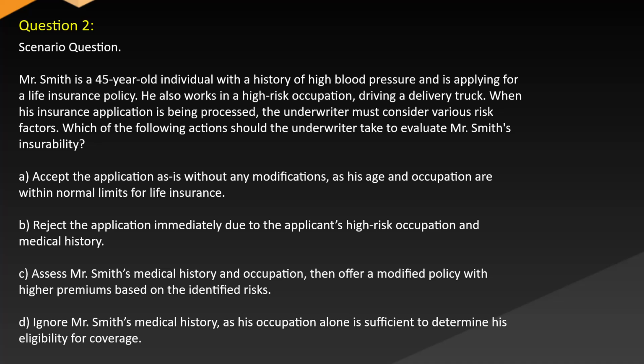When his insurance application is being processed, the underwriter must consider various risk factors. Which of the following actions should the underwriter take to evaluate Mr. Smith's insurability? A. Accept the application as is without any modifications, as his age and occupation are within normal limits for life insurance. B. Reject the application immediately due to the applicant's high-risk occupation and medical history. C. Assess Mr. Smith's medical history and occupation and offer a modified policy with higher premiums based on the identified risks. D. Ignore Mr. Smith's medical history, as his occupation alone is sufficient to determine his eligibility for coverage.